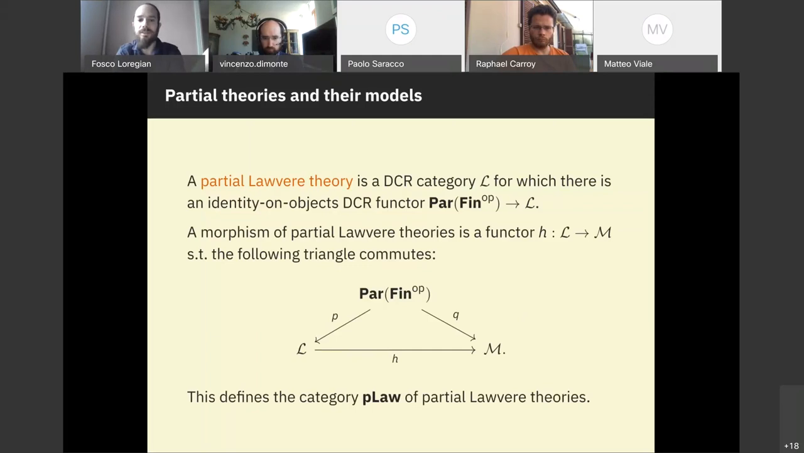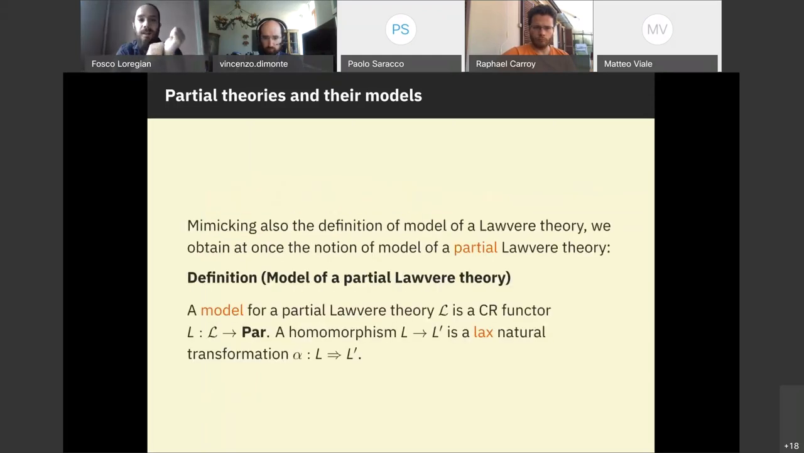So there is a category of partial Lawvere theories. A model of a fixed partial Lawvere theory will be just a functor preserving the above monoidal structure from L, the codomain of the theory, to the category of sets and partial functions. No surprise. The only little surprise is in the definition of homomorphism, because for technical reasons, you have to require the natural transformations to be lax.